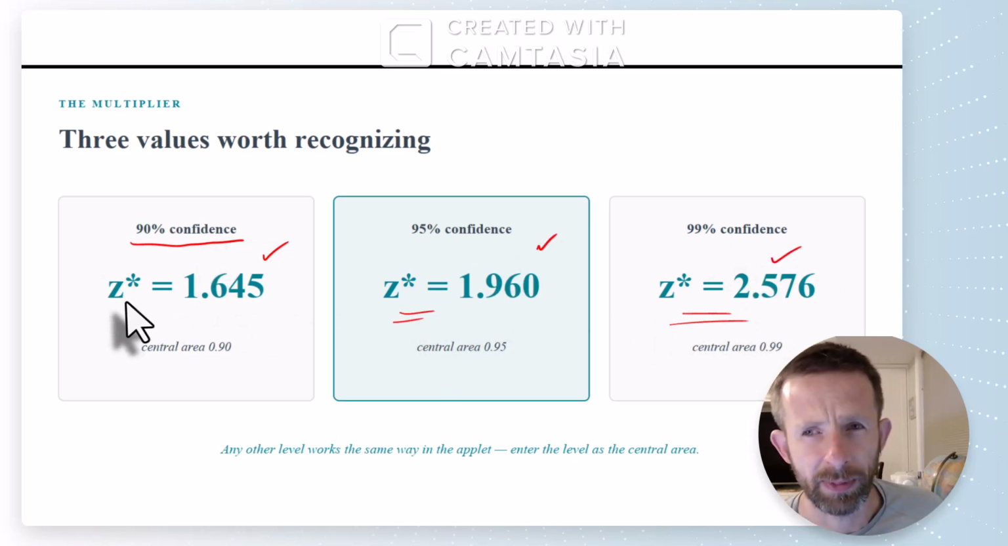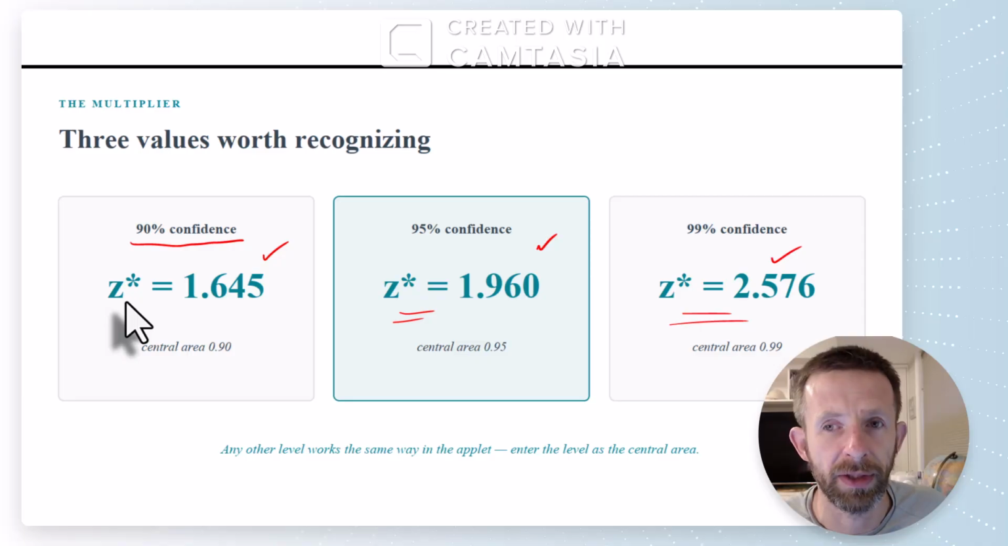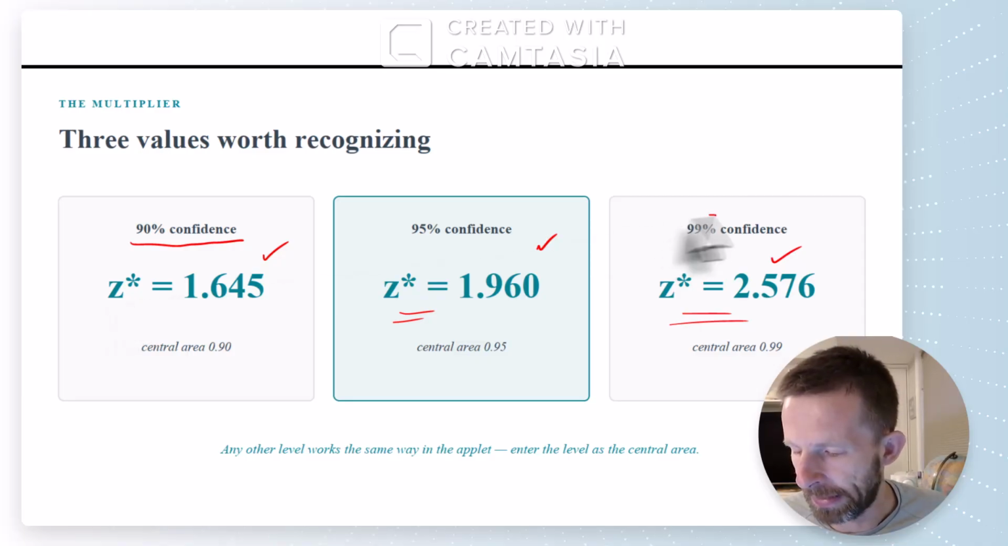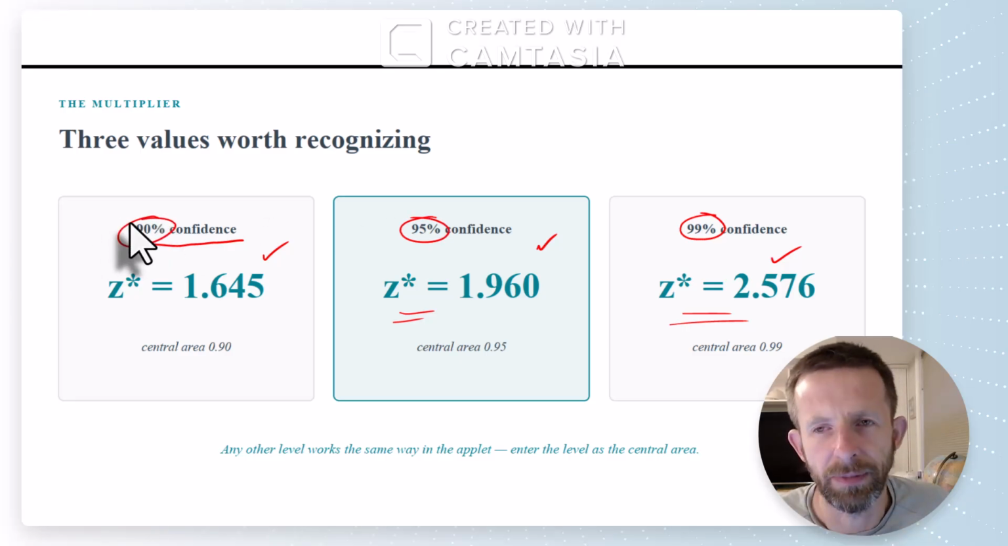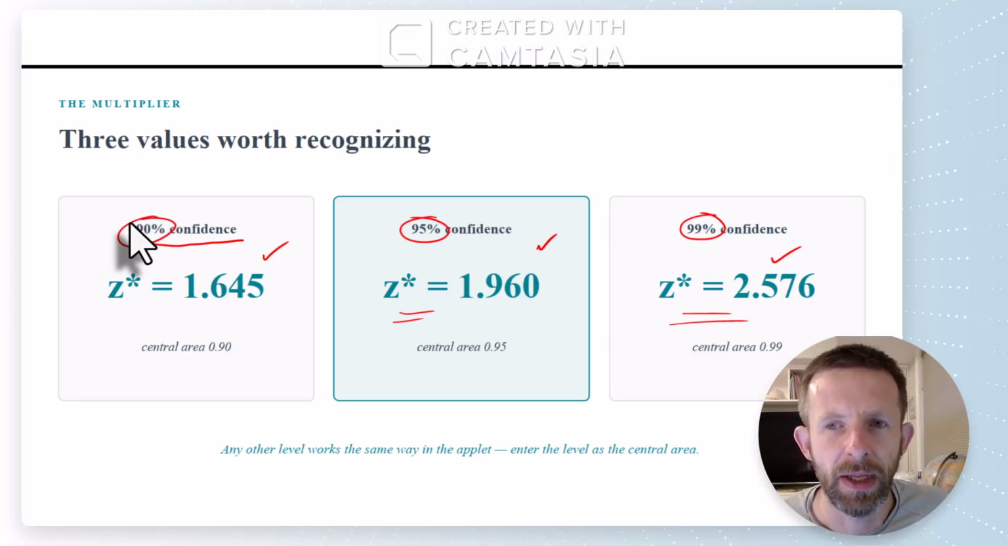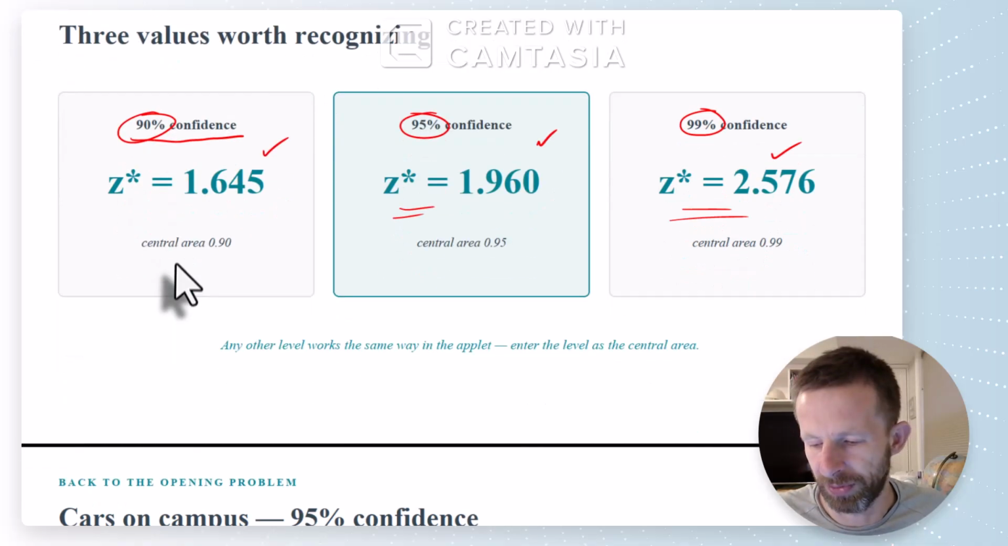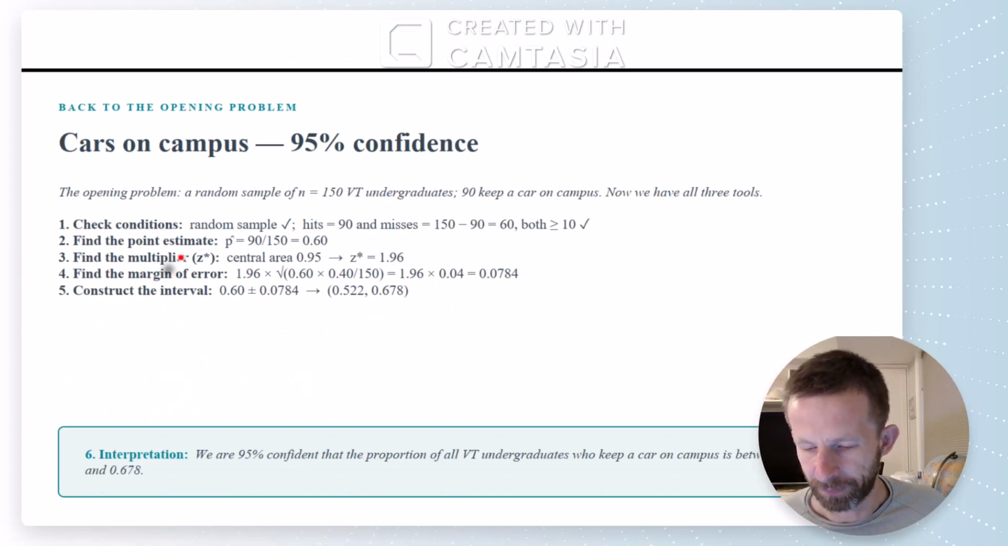That's always going to be the multiplier value when we are looking for a z interval. So 99% confidence, 95% confidence, 90% confidence. But if you don't remember, you're not expected to remember those values, but you're expected to use the Stapplet normal distribution app to find them.